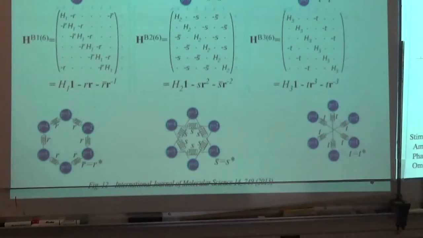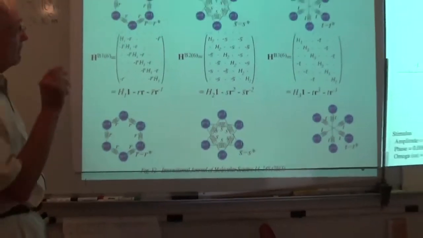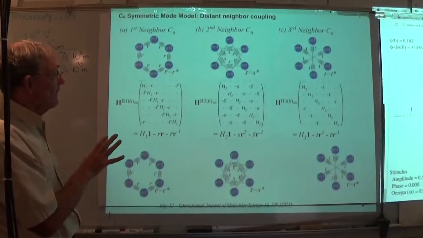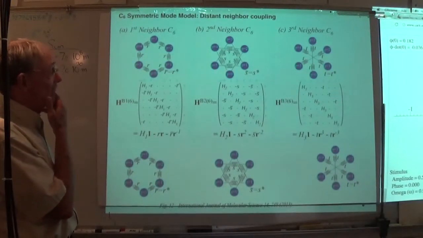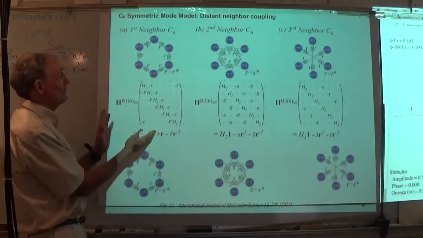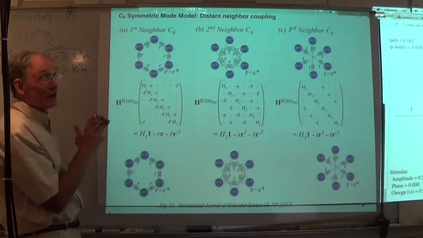Okay, now here's the power of the symmetry. Even with just 6 things, you discover that there's a lot of different Hamiltonians you can have. Most of them would just deal with this one. This would be called the block Hamiltonian.